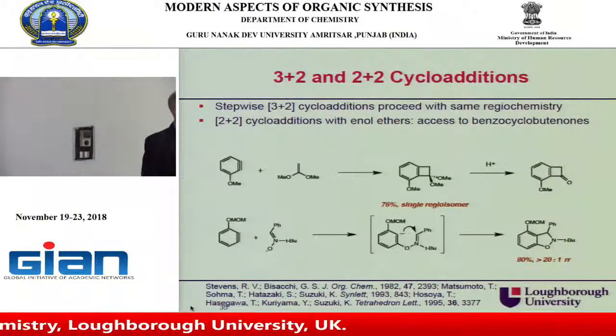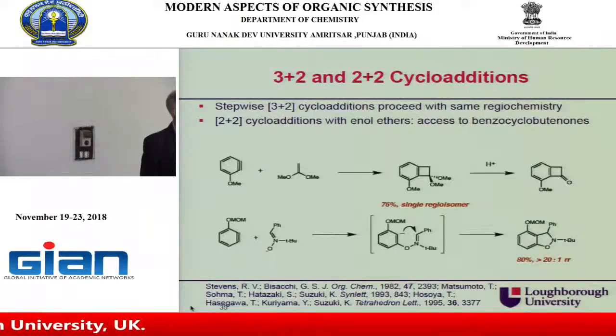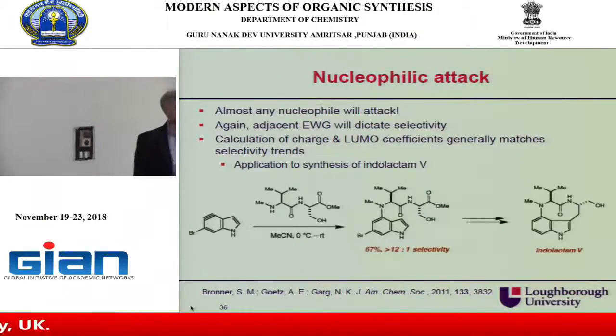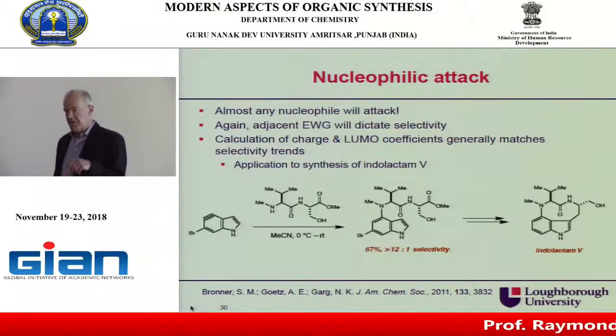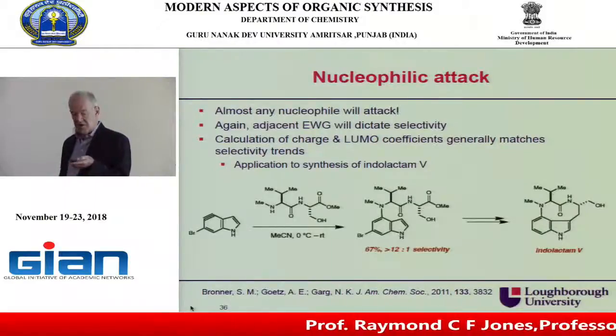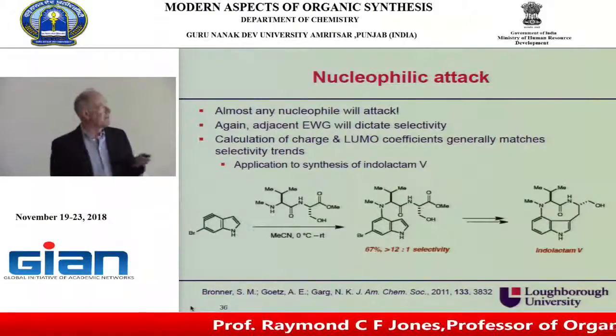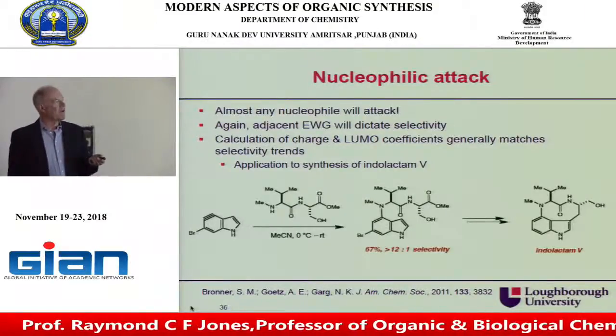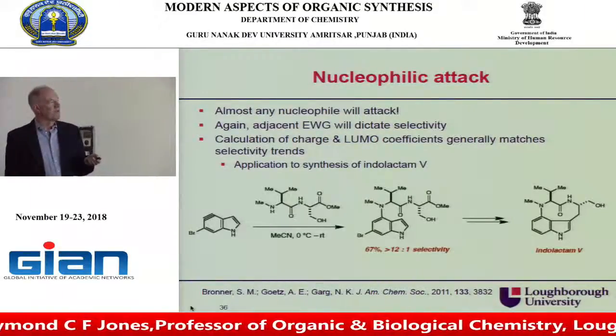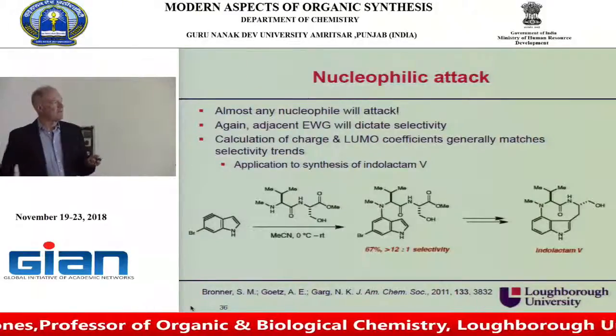Okay, so those are examples showing the regiochemistry control as well as other reactivity. If this has a low-lying LUMO, that means it's a low-lying empty orbital, so nucleophiles can attack very readily. Almost any nucleophile. Again, any adjacent electron withdrawing group would dictate the selectivity.